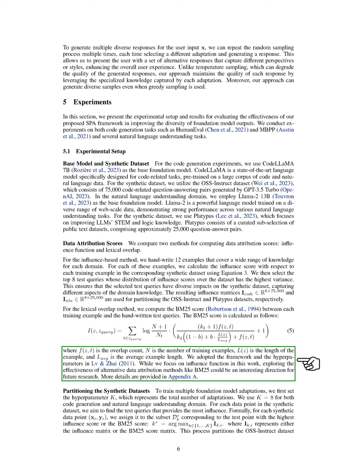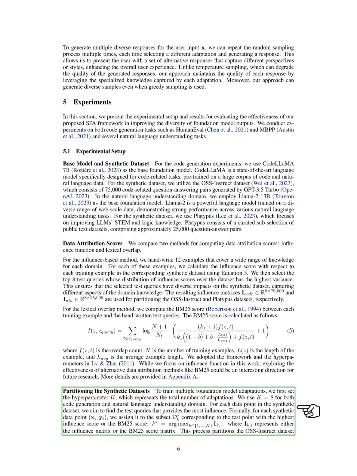Section: Partitioning the synthetic datasets. In this section, we partition the synthetic datasets to train multiple adaptations of our foundation model. We begin by setting the hyperparameter k, which indicates the number of adaptations we will create. For both code generation and natural language understanding, we choose k to be 8. For each data point in our synthetic dataset, we identify the test queries that have the most influence.